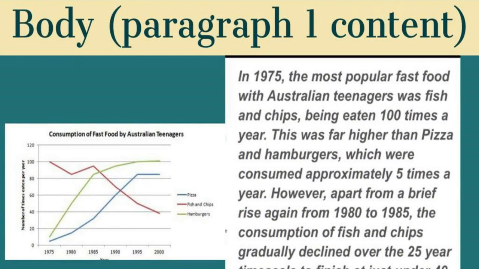Look at the line graph and go through the content. In 1975, the most popular fast food with Australian teenagers was fish and chips, being eaten 100 times a year. This was far higher than pizza and hamburgers, which were consumed approximately 5 times a year. However, apart from a brief rise again from 1980 to 1985, the consumption of fish and chips gradually declined over the 25-year time scale to finish at just under 40.